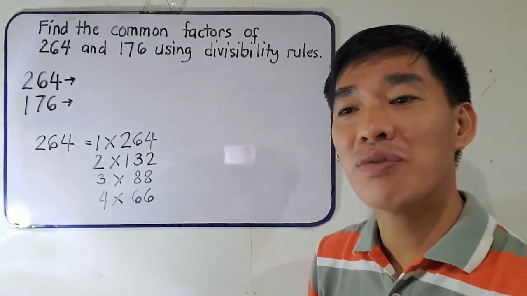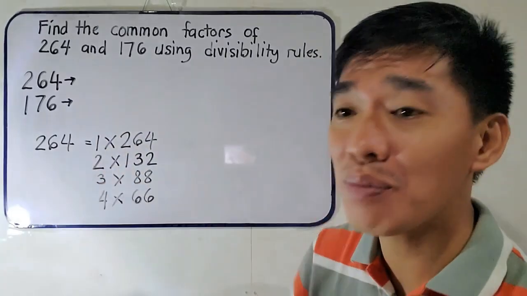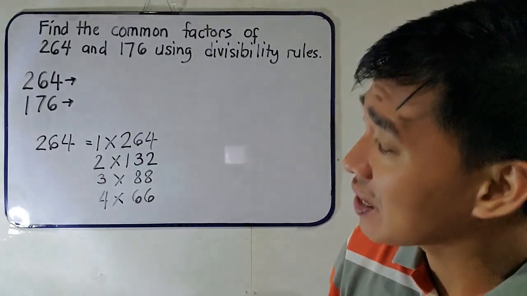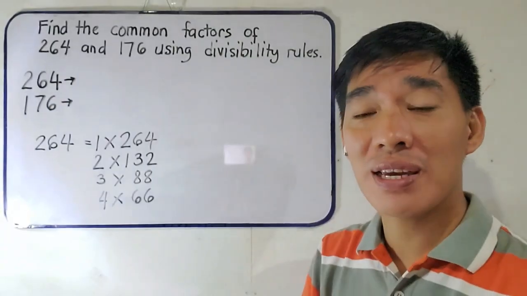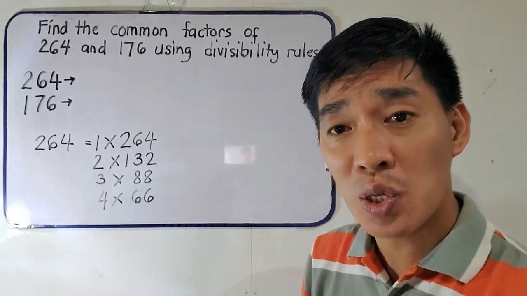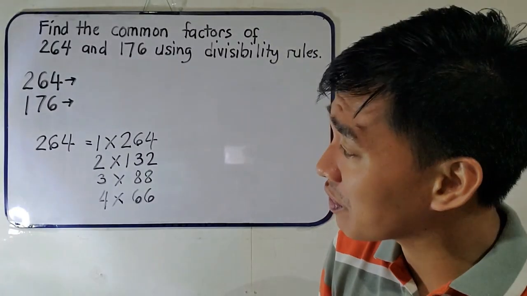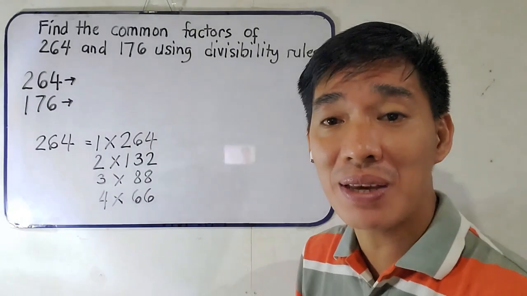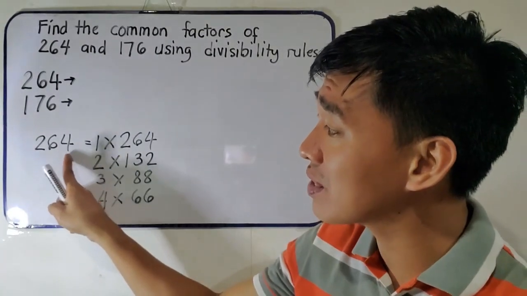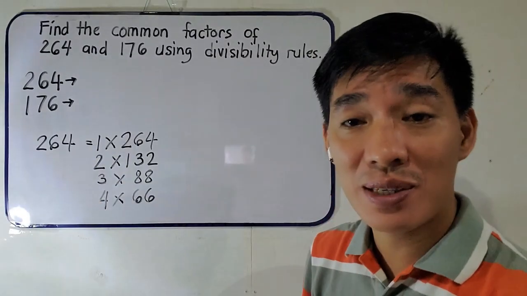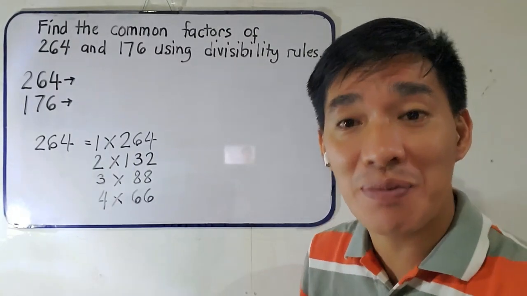The next thing that we have to do is to check if this number is also divisible by 6. Because the number 264 is divisible by 2 and at the same time by 3, therefore that is also divisible by 6. Oh, by the way, I skipped 5 because I know that this number is not divisible by 5, the fact that the last digit is 4. So I just skipped 5.